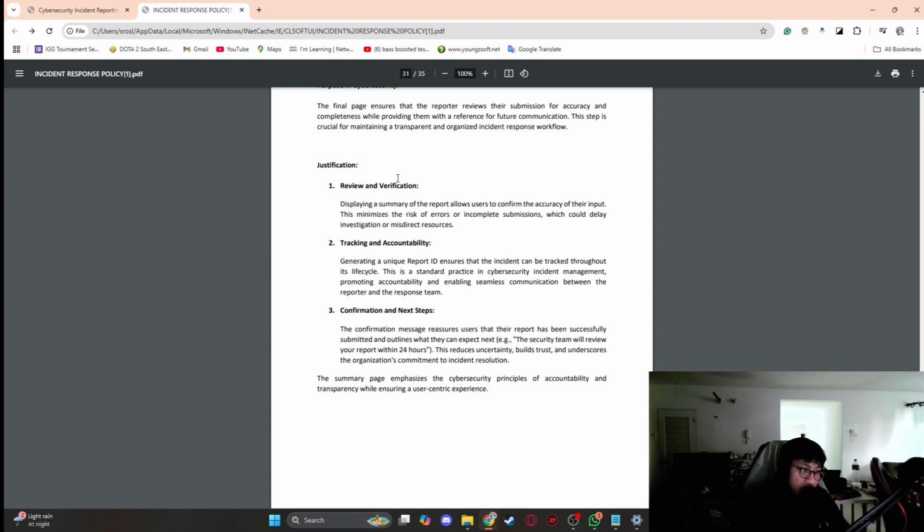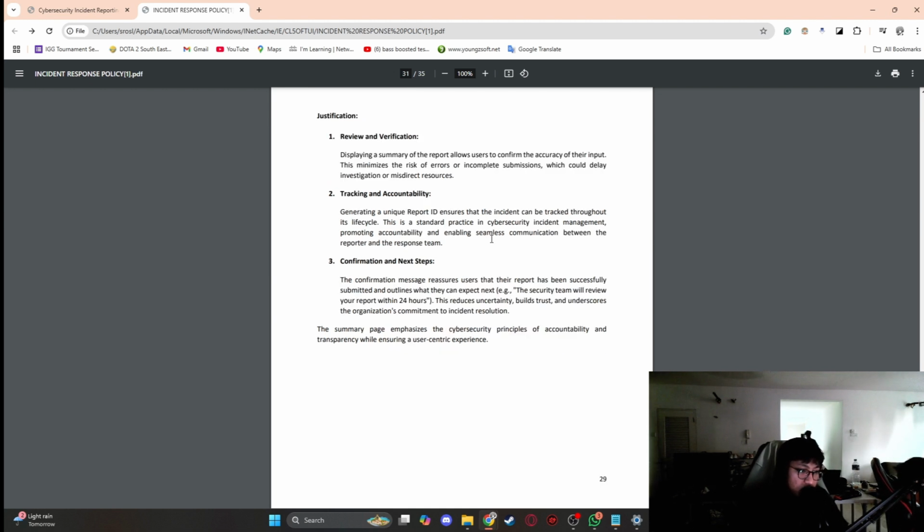So the justification is displaying review and verification. Displaying a summary of the report allows the user to confirm the accuracy of their input. This minimizes the risk of error or incomplete submission, which could delay investigation or misdirect resources. Tracking and accountability. Generating a unique report ID ensures that the incident can be tracked throughout its life cycle. This is standard practice in cybersecurity incident management, promoting accountability and enabling seamless communication between the reporter and the response team.